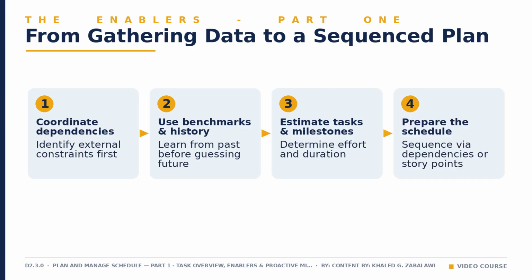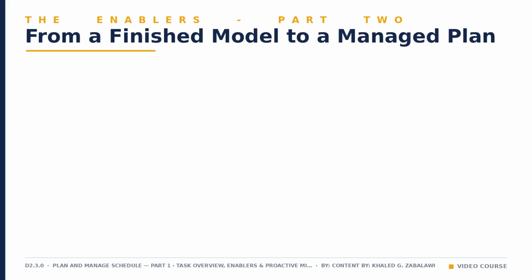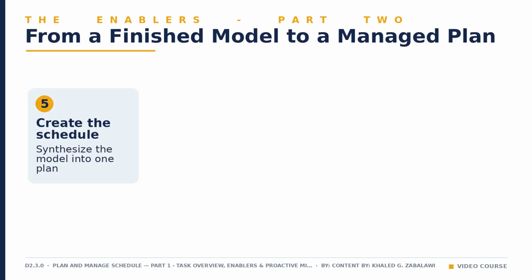Fourth, prepare a schedule based on your selected development approach. In predictive projects, you sequence activities using logical dependencies. In adaptive projects, you order the backlog by priority. Either way, this step turns raw estimates into an ordered flow of work. The final 4 enablers take that raw model and turn it into a living plan you actually manage against, day after day. Fifth, create a project schedule, synthesizing every dependency, estimate, and sequencing decision into one coherent model.